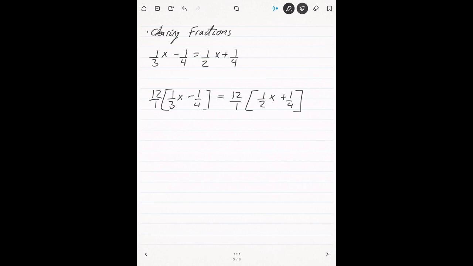So I went and I multiplied this number to both sides. We're allowed to do that. That's the multiplicative property of equality. You can multiply whatever you want as long as you do it to both sides. Now, I'm multiplying the entire left side and the entire right side by 12. That means I'm going to have to distribute it through. I'm going to have to multiply it to each thing. So I'm just going to show all of my work here. 12 times 1/3 x minus 12, or 12/1, times 1/4.